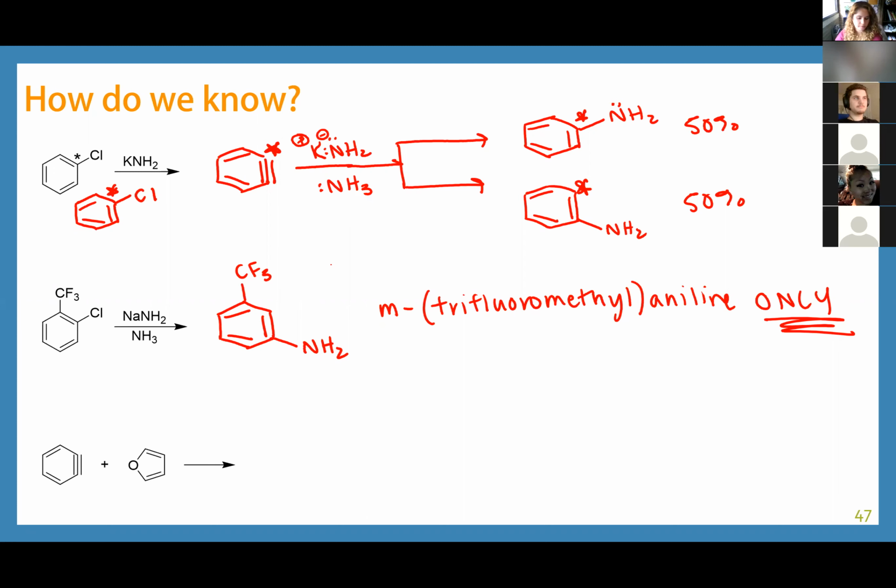Now, the last thing that I want to show you is if you were to react benzyne with a diene, you can actually get a Diels-Alder addition. And so one of the bits of proof that benzyne is formed in this reaction is that if you add in something like furan at the same time as amide, you would actually see some of the Diels-Alder adduct.